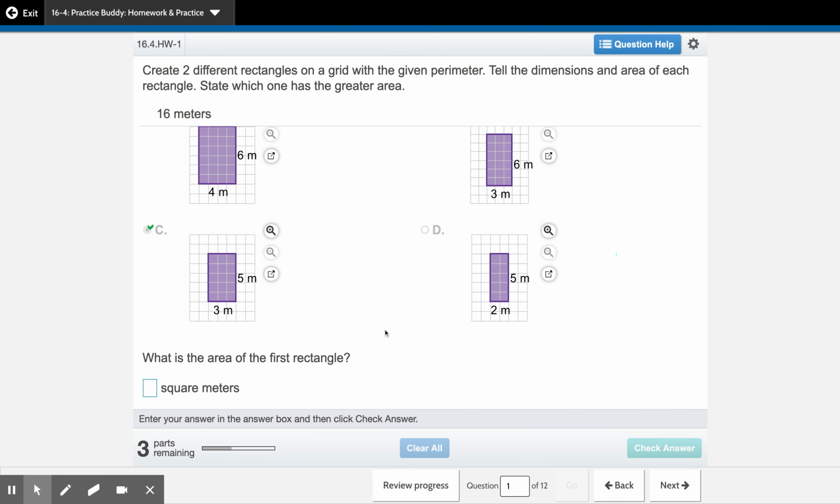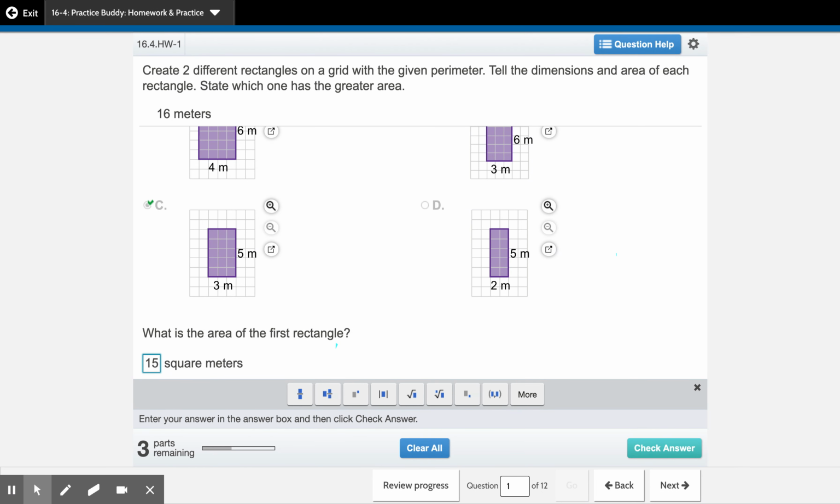So now it wants to know what is the area of the first rectangle. So I'm finding the area of this rectangle. In order to do that, I can count the squares on the inside or I can multiply. Let's do it both ways just to see that we get the same answer. So 1, 2, 3, 4, 5, 6, 7, 8, 9, 10, 11, 12, 13, 14, 15. And if I were to do 5 times 3, that would also equal 15. So either way, it is 15. So I'm going to go down and I will type in 15.